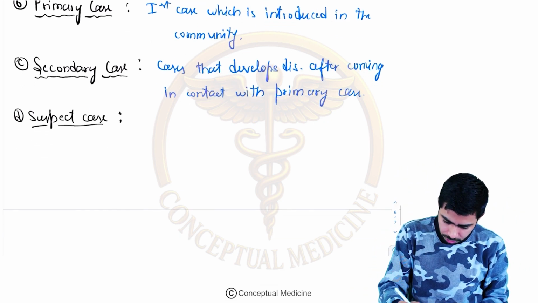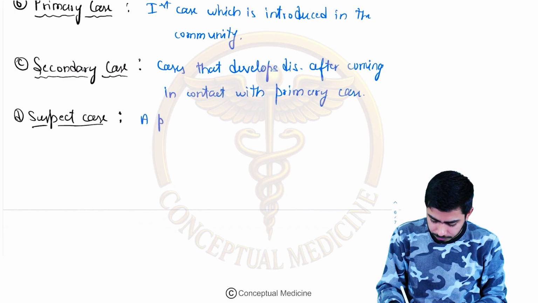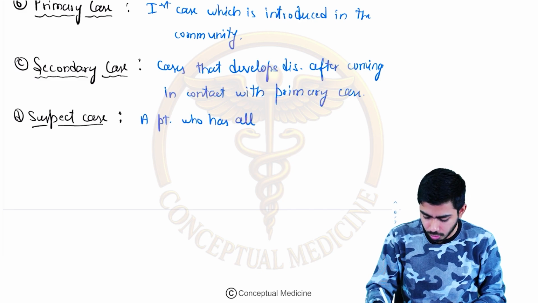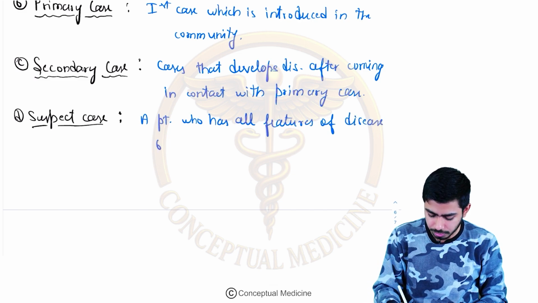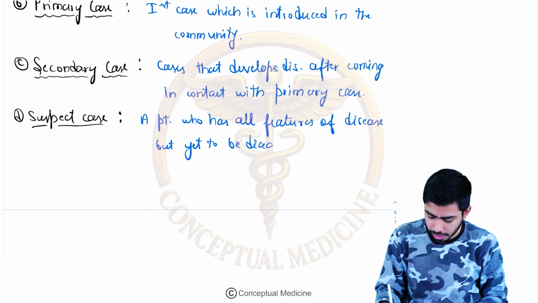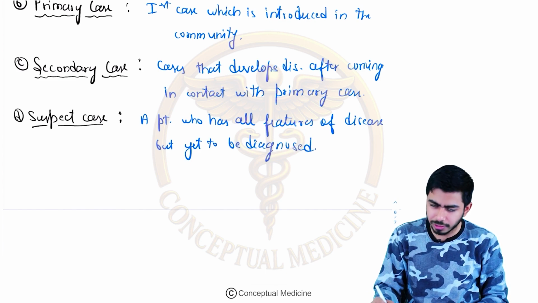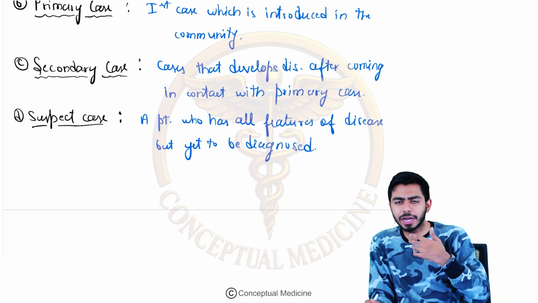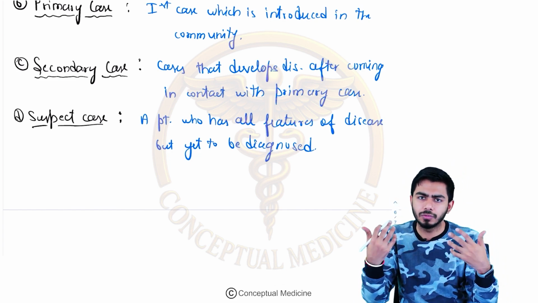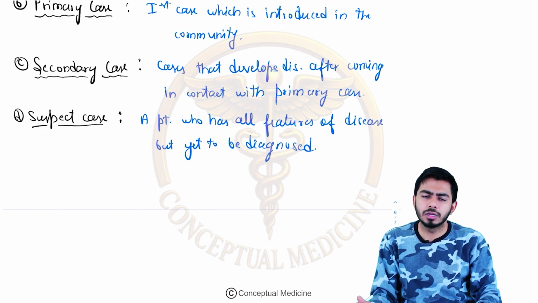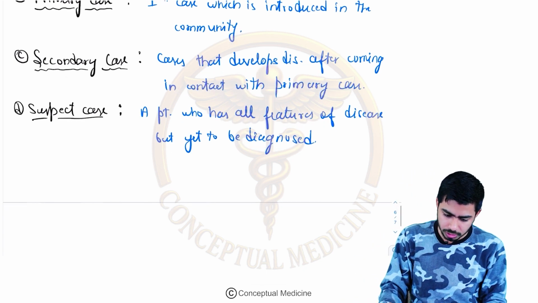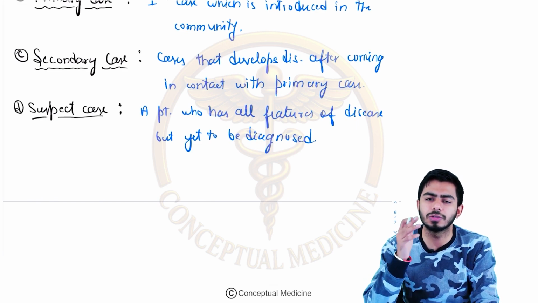So for example, here we are saying a patient who has all the symptoms, who has all the features of disease, but is yet to be diagnosed. This kind of definition I'm writing in my own language. The main idea is that you should understand what these terms mean. So guys, once we have talked about the cases, we have talked about the carriers.